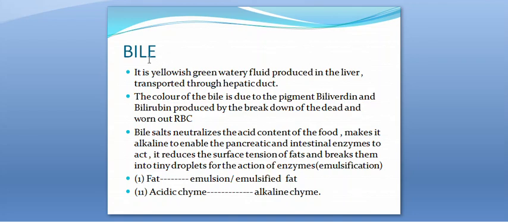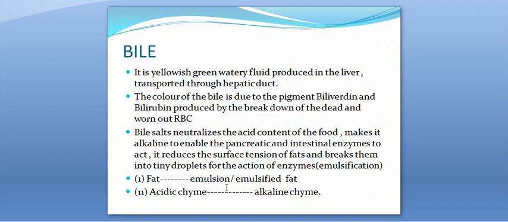Now what is bile? Bile is a yellowish green, watery fluid produced in the liver, which is transported through the hepatic duct. The color of the bile is due to the pigment called bilirubin, produced by the breakdown of dead and worn out RBC. The bile salts neutralize the acid content of the food, making it alkaline to enable the pancreatic and the intestinal enzymes to act. It reduces the surface tension of fats and breaks them into tiny droplets for the action of enzymes, which is called emulsification.